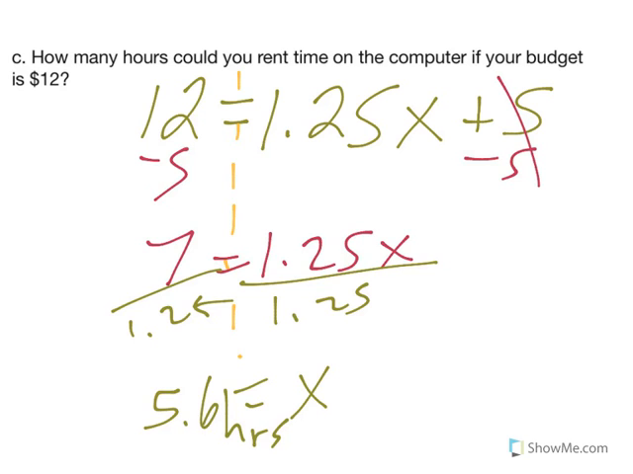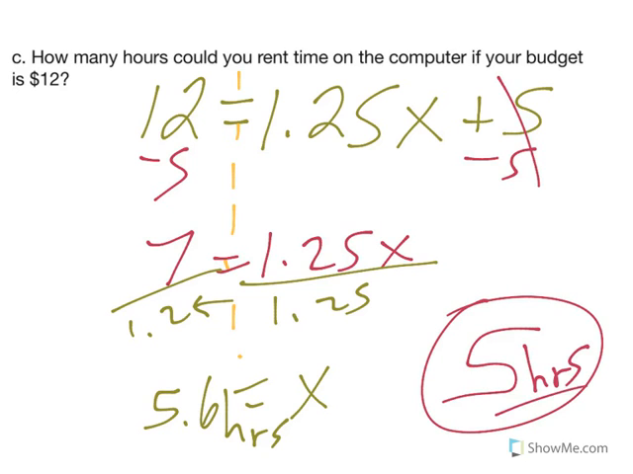Now, I don't know anything about renting computers at a copy shop, so they might let you do partial hours, perhaps. They might not. If they say you have to do full hours, then you can afford 5 hours. But if they allow partials, then you can do 5.6. So it totally depends on, I guess, the shop that you're at.